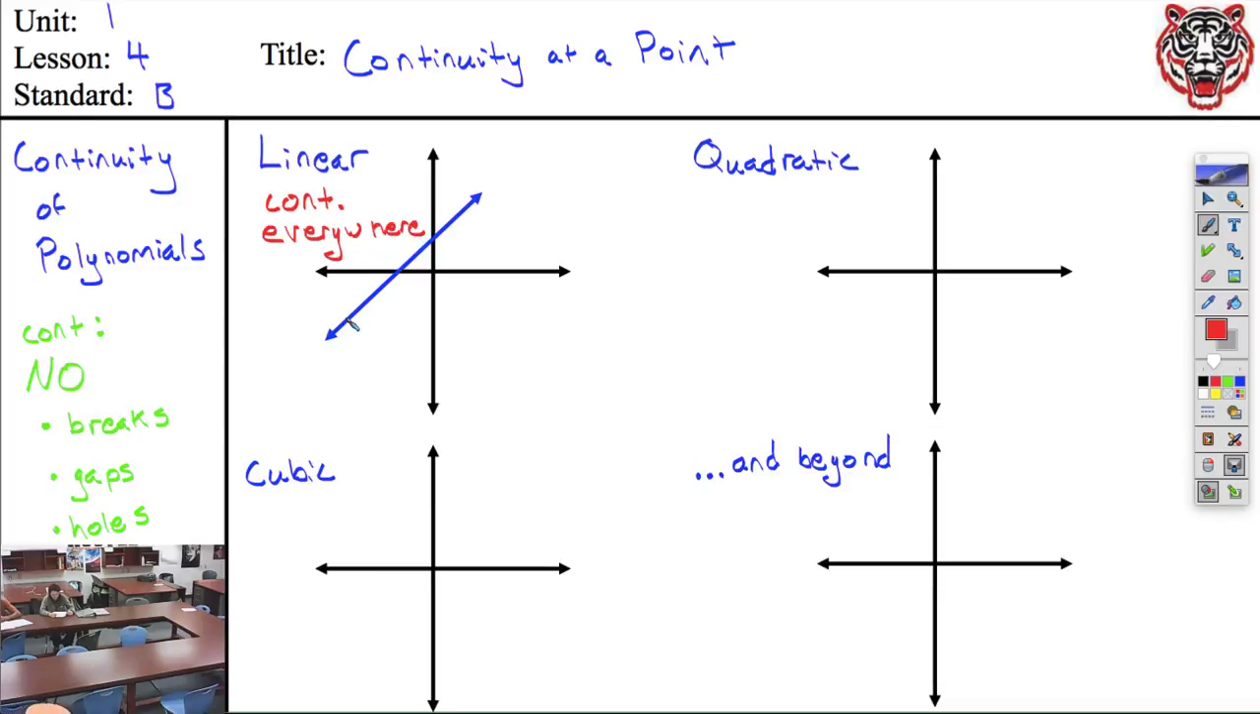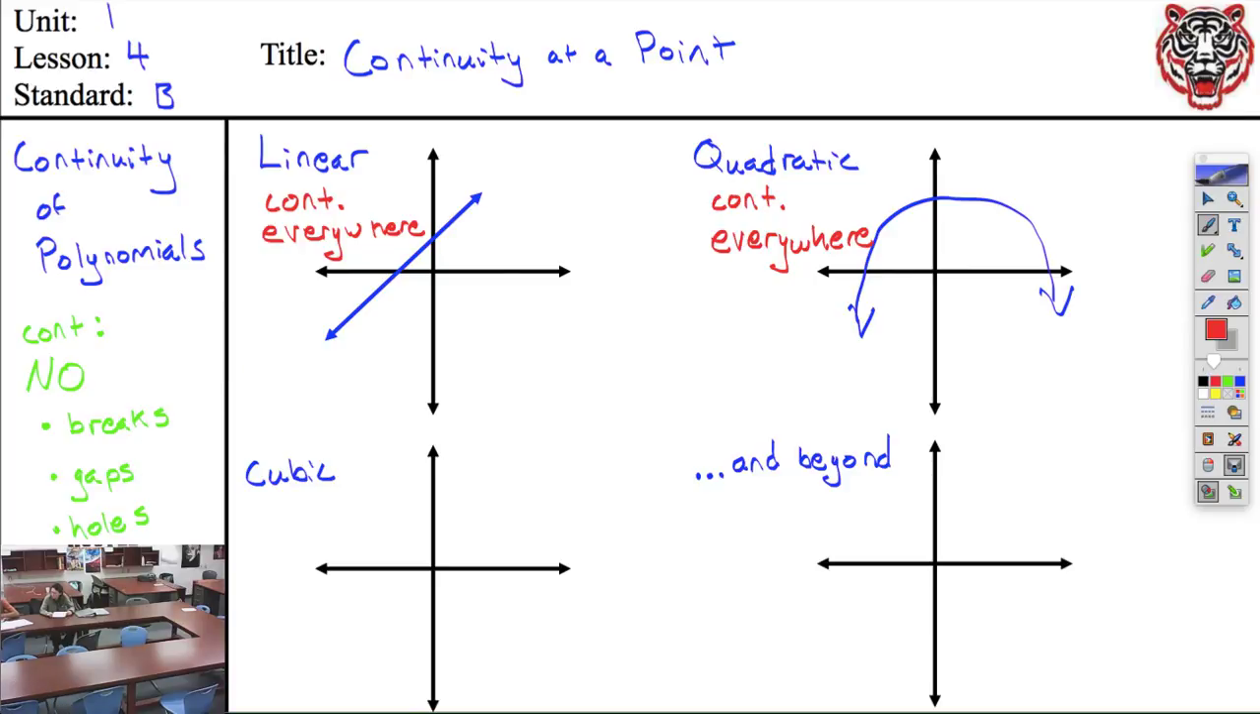Quadratic. What do quadratic graphs look like again? Can someone explain? Yeah, parabola. So let's do an upside down parabola, concave down. So this is a quadratic. Ben, what do you think? Continuous or not continuous? I think it's continuous. It is, yeah. So this is also continuous. I'm just saying all quadratics are continuous everywhere. That means everywhere on the quadratic function, there are none of these things.